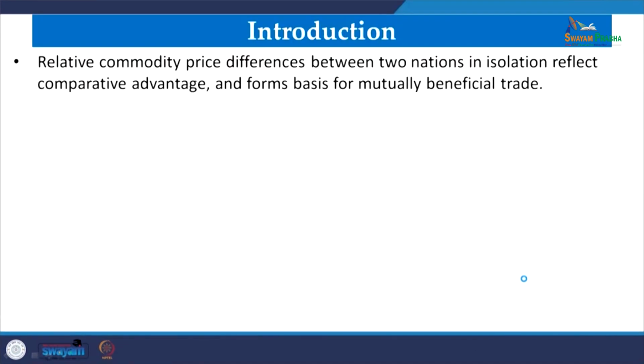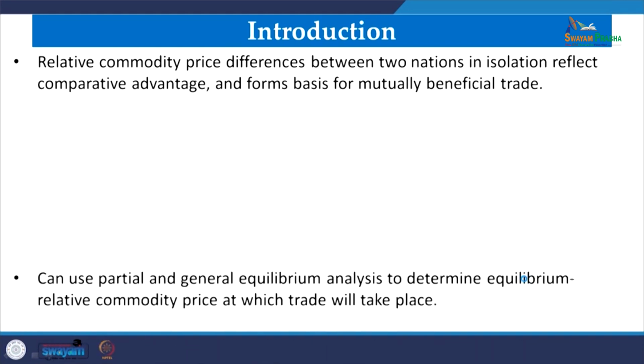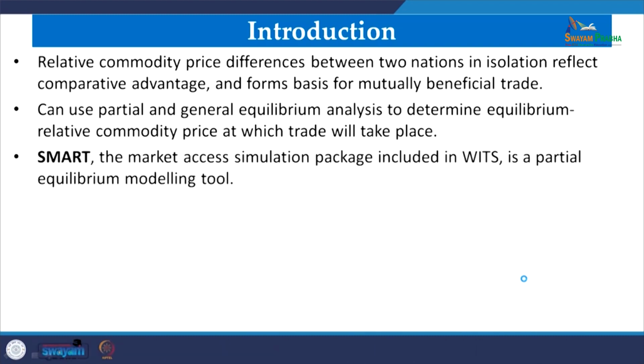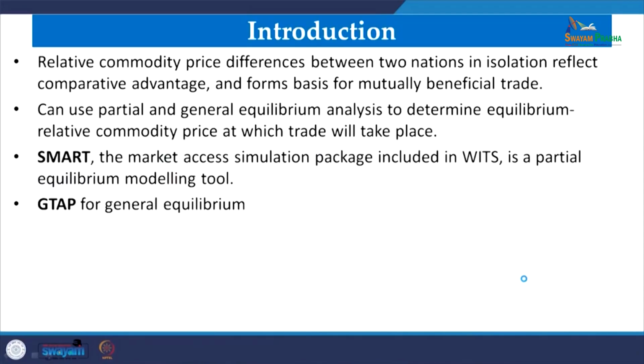In the introduction, I already said that the relative price differences between two nations in isolation reflect comparative advantage and form the basis of mutually beneficial trade. This can be explained with partial equilibrium and general equilibrium setups, and accordingly the trade takes place. As we have already pointed out, SMART is the simulation package which includes WITS, the World Integrated Trade Solution, a partial equilibrium modeling tool, whereas GTAP is another advanced software for international trade modeling, highly useful for general equilibrium analysis.